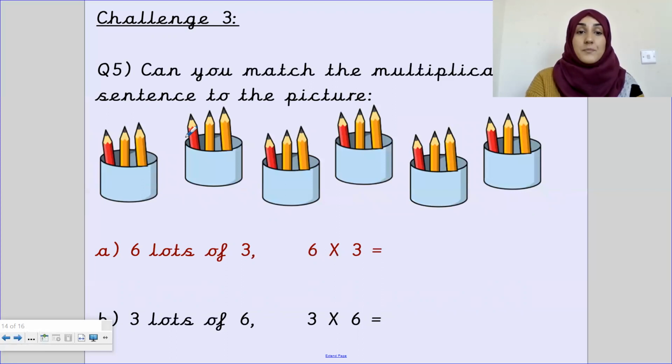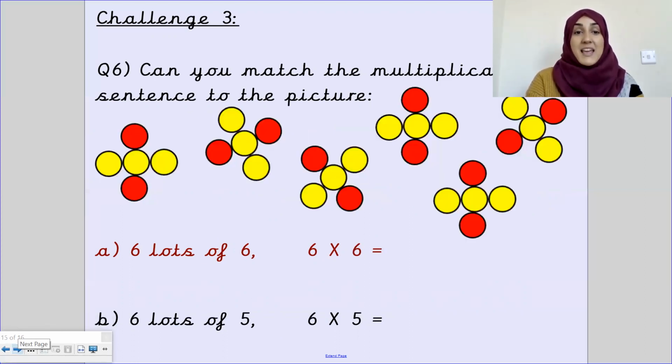Okie dokie. So again, same thing. Here's your 2 options. Please select the correct one. And once you've finished, we will move on to the 6th question. Okie dokie. Here is your 6th question. So, is it A or is it B? Please remember to make sure that you are completing the answer for the multiplication sentence.